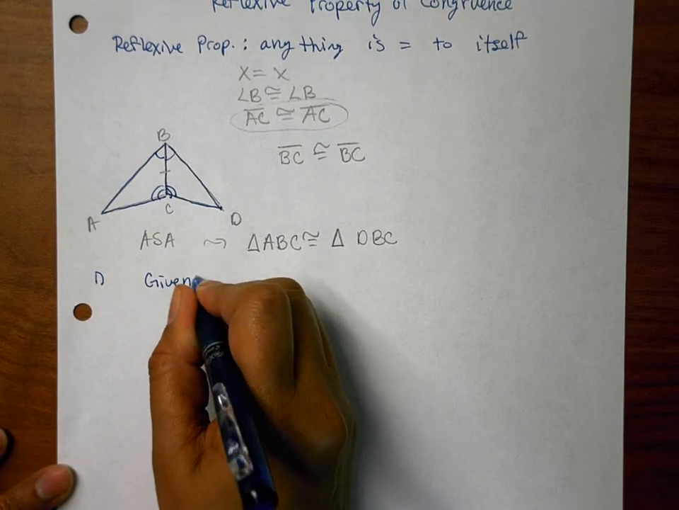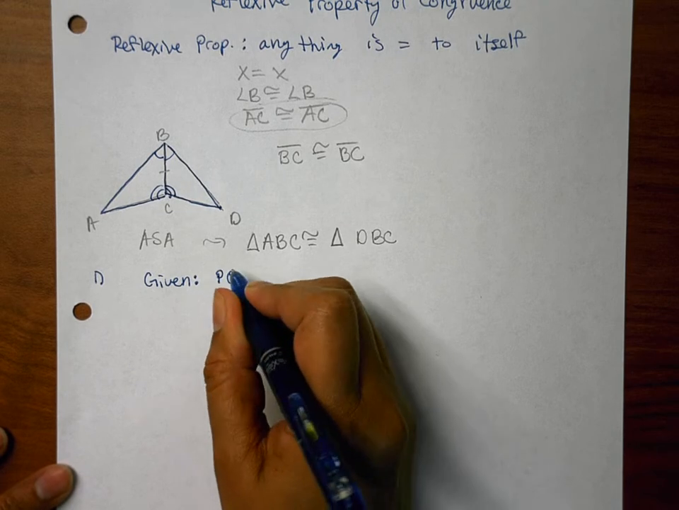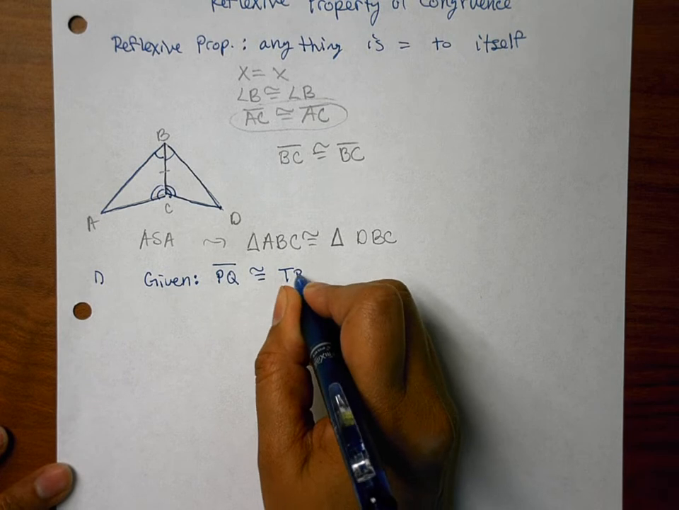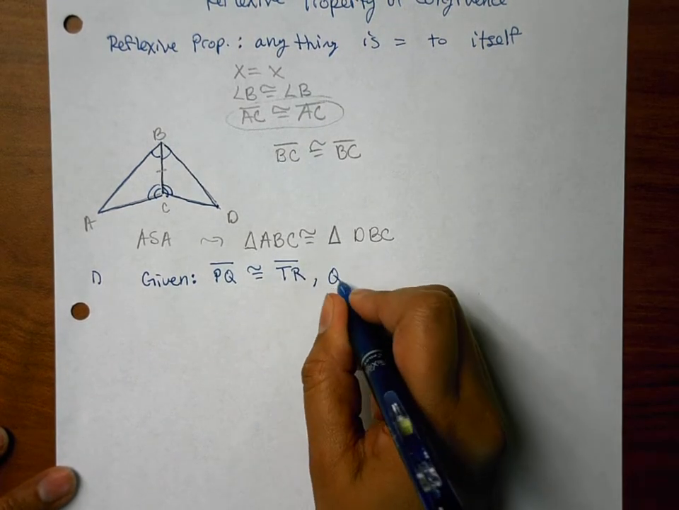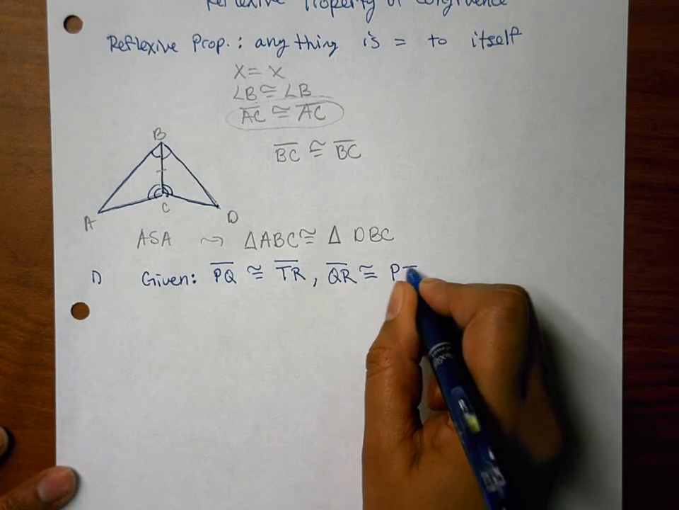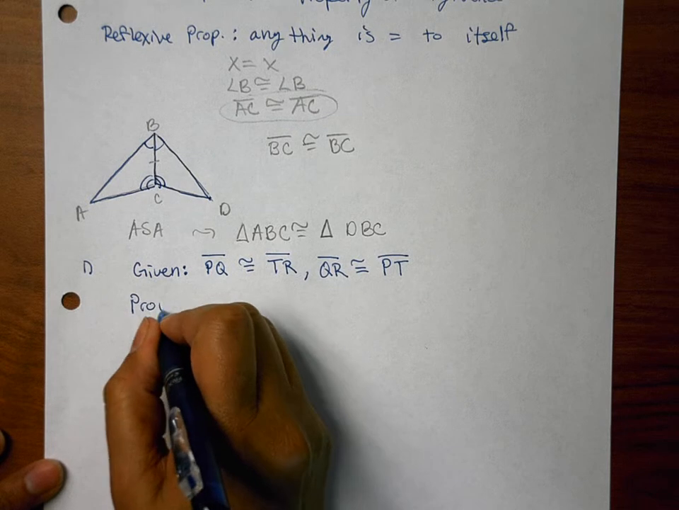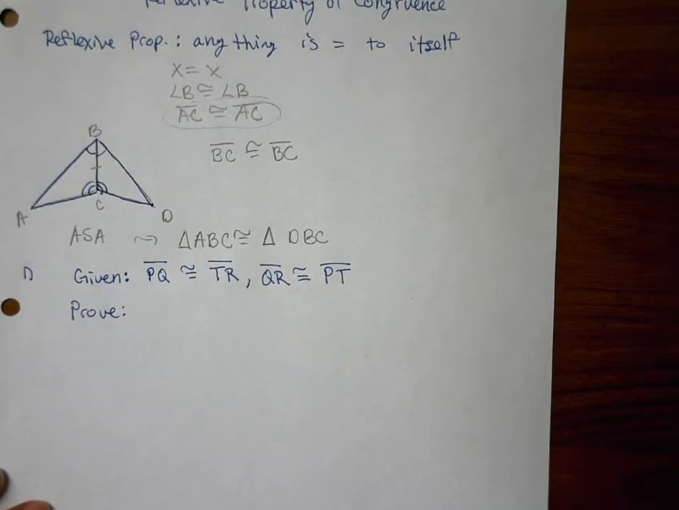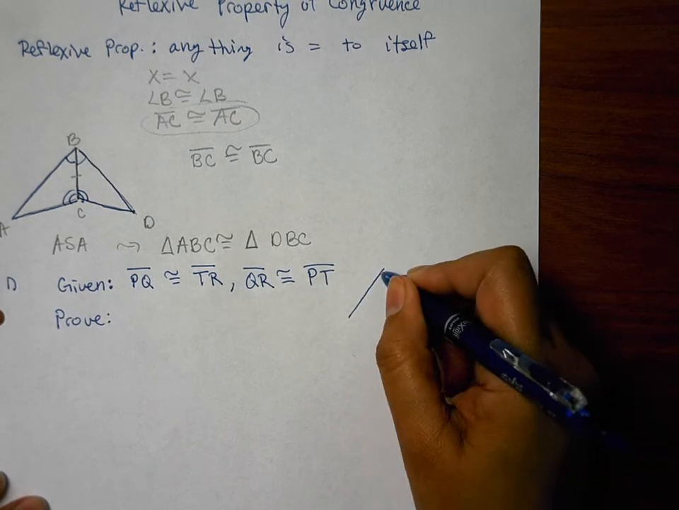Okay, so let's try a proof. Number 1, you will always be given information. Given: PQ is congruent to TR. Side PQ is congruent to side TR. And QR is congruent to PT. Prove, now before I give you what I want you to prove, I'm going to draw the image because right now it doesn't really make any sense.